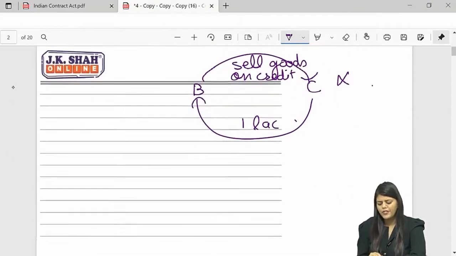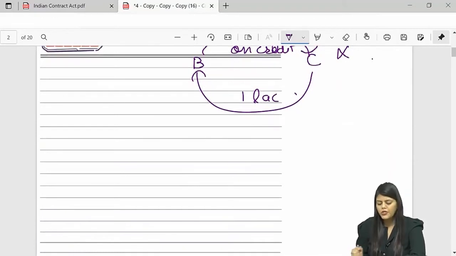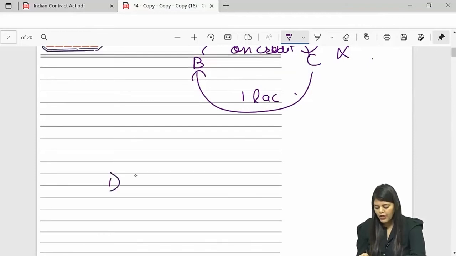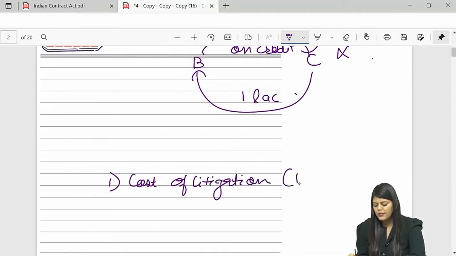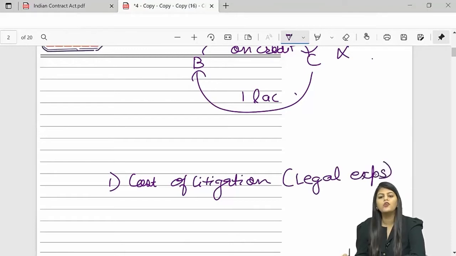For example, if C defaults, B can sue C. And if B sues C, B will have to incur cost of litigation. That means he will have to incur legal expenses. These expenses B is incurring because of this C. So these expenses B can recover from A.